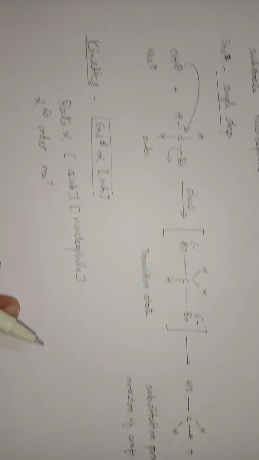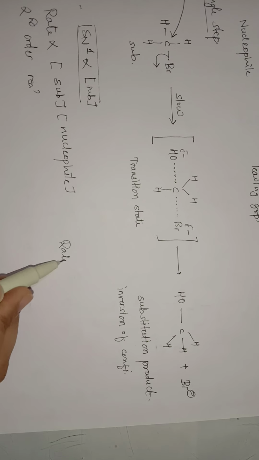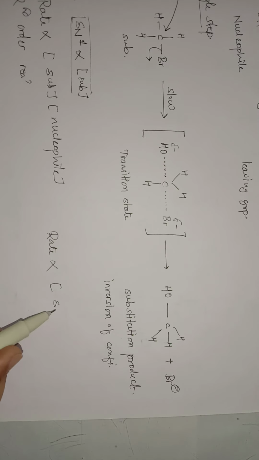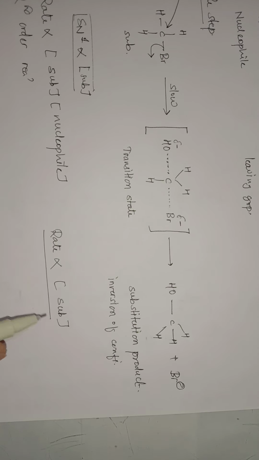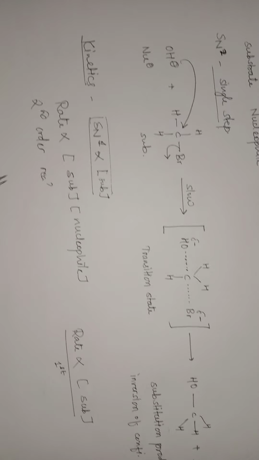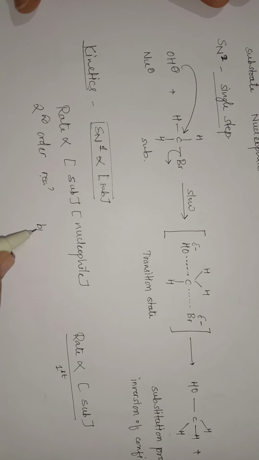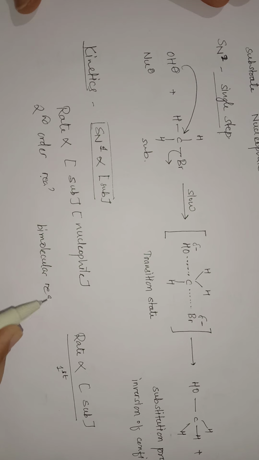But in some cases, experiments suggested that the rate of an SN2 reaction sometimes follows that the rate is directly proportional to concentration of substrate only. In such a condition, it will show you a first order reaction. So by just saying two molecules, meaning both substrate as well as nucleophile take part in the reaction, you can't say it is a second order reaction. You can just say it is a bimolecular reaction.